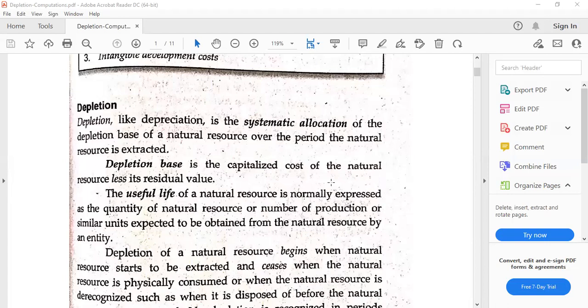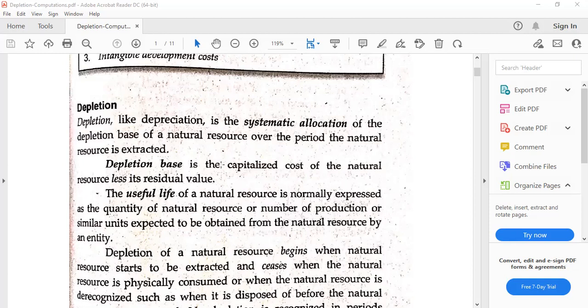As what we've said, depreciation is for property, plant, and equipment under IAS 16. Depletion is under IFRS 6, while amortization will be under IAS 38. And intangible assets will be discussed soon. Now, the depletion base or the depreciable amount is, of course, based on the values for the natural resource or the mineral resource, also known as the wasting assets.